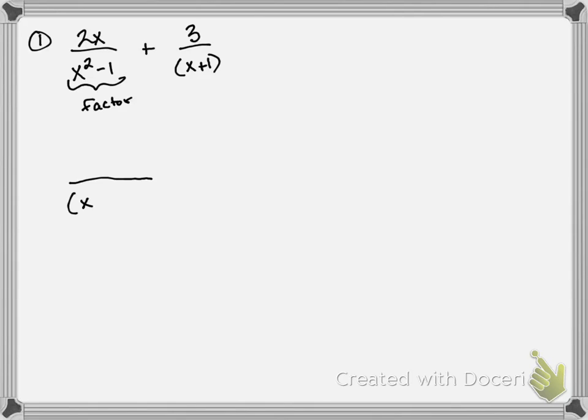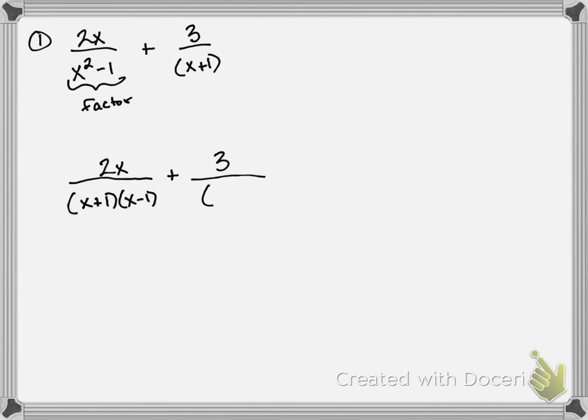So, let's do this. Number one says 2x over x squared minus 1 plus 3 over x plus 1. The key is factoring the x squared minus 1. Just like the example we just did, that factors to x plus 1 and x minus 1. 2x stays in the top.